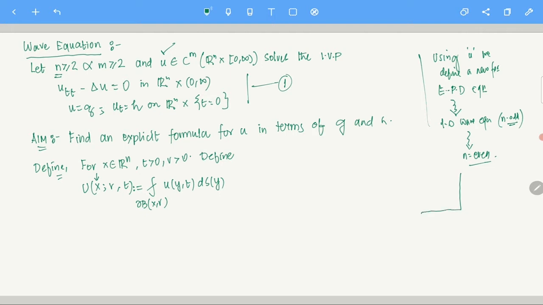In one dimension, let's just assume how it looks like. Let's say that's your t variable and that's your x variable. In one dimension, you fix an x, and then you look at a ball with center x, the boundary of a ball with center x and radius r. So you look at a ball something like this. Of course, it should not contain something like this.